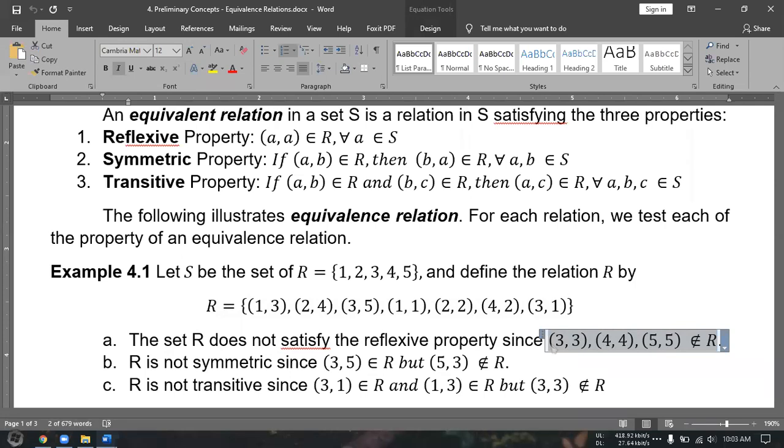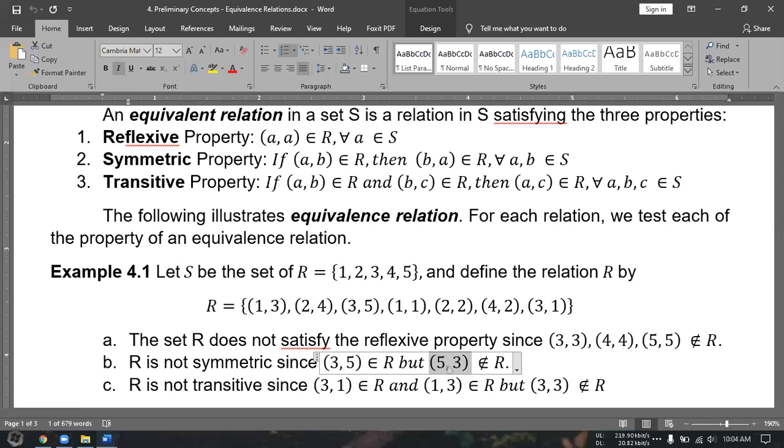That is first. Second, R is not symmetric. Since ang symmetric naman is the order, no? If A is related to B, we can also say that B is related to A, by symmetry. So we have here a relation (3, 5). There exists an element of R, which is (3, 5). But there is no element in R that is defined as (5, 3), which is the symmetric pair of (3, 5). So we did not satisfy the symmetric property.